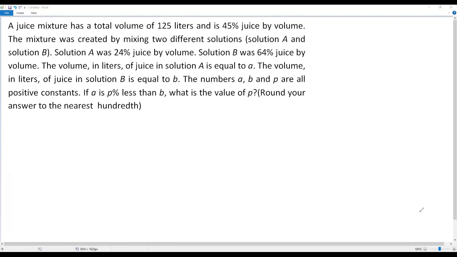Here we have a SAT math problem. Okay, let's go to the question. A juice mixture has a total volume of 125 liters and is 45% juice by volume.